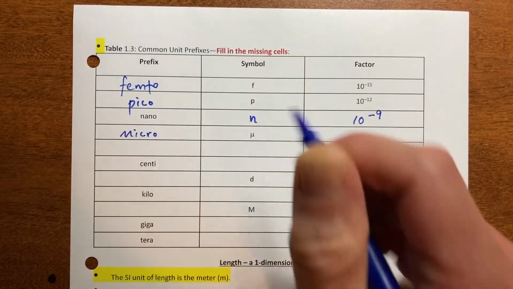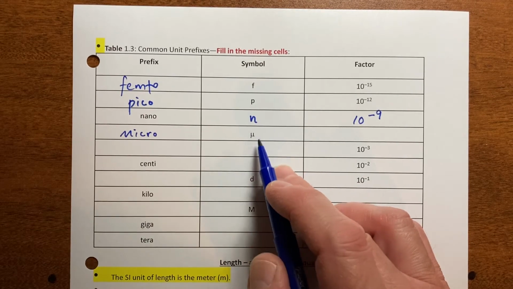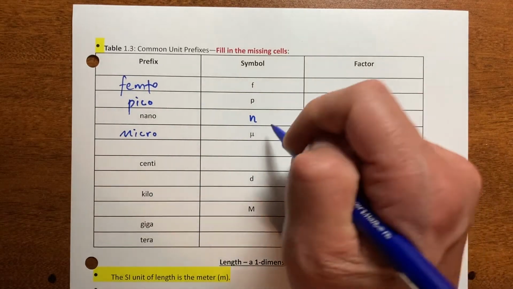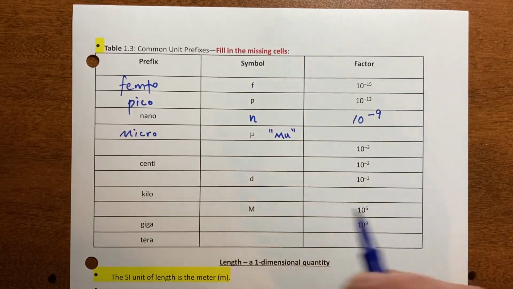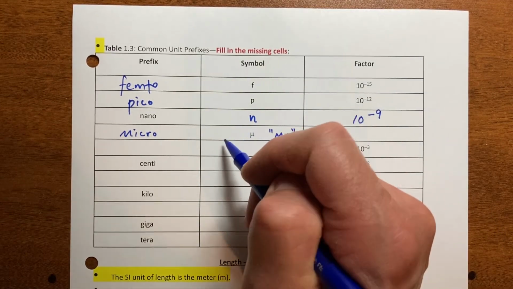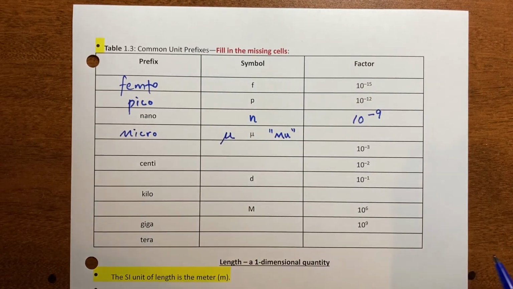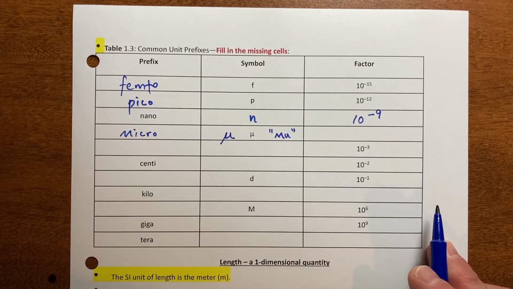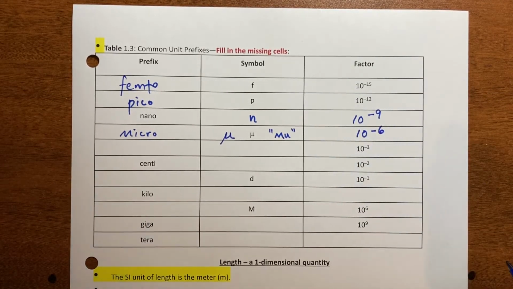Now, micro is not an English letter. It's a Greek letter. It looks like this. It's called mu, M-U. That's how we say it, mu. I just write it kind of like this. It looks like a U with a little leading curl to it. That's the proper way to write out the letter mu. And that means 10 to the negative 6. That's 1 millionth of something.